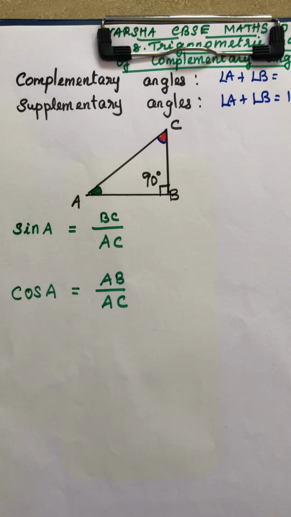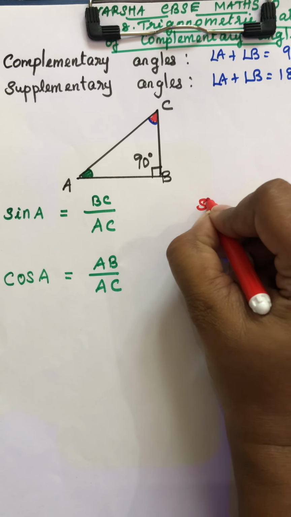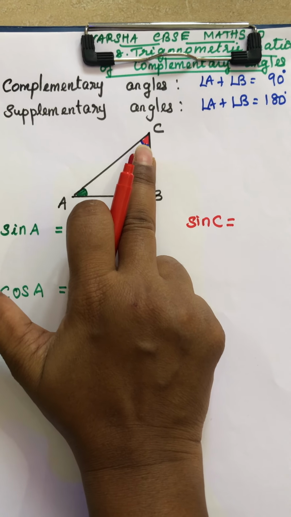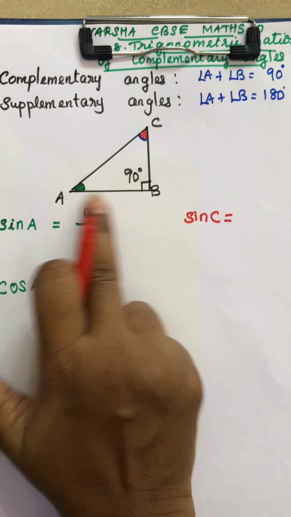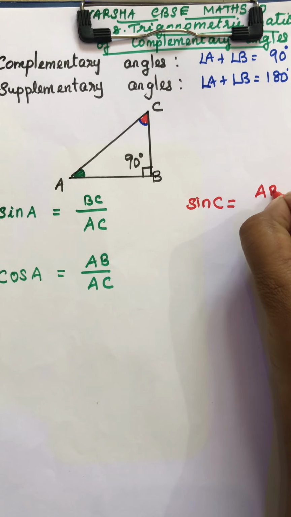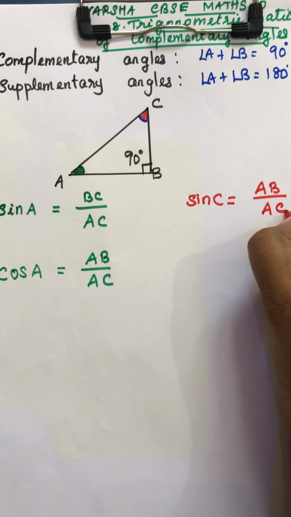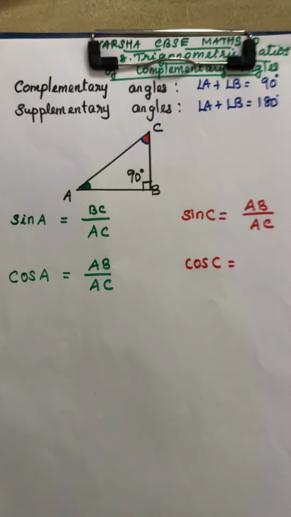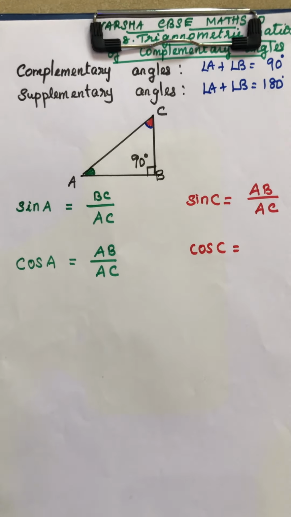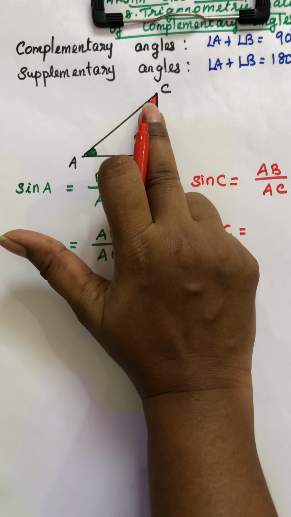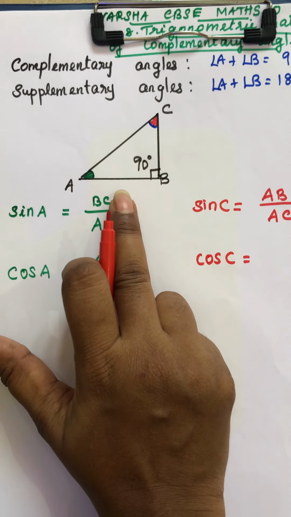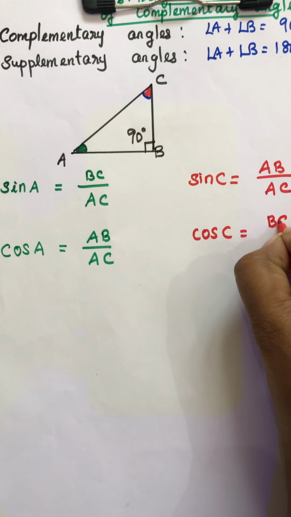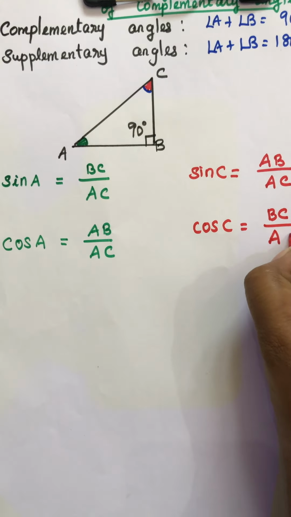Now write the sin C value. What is your sin C? C is here. What is the opposite side to C? That is AB. So sin C is AB by AC. Now cos C. The opposite side is AB, so what will be the adjacent? That is BC. So cos C is BC by hypotenuse AC.